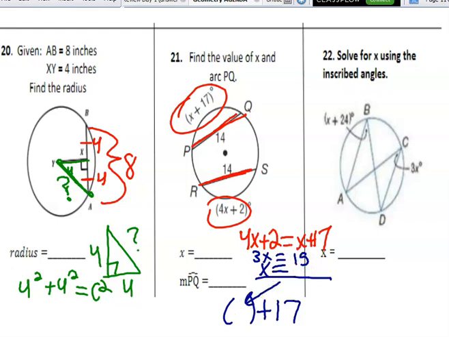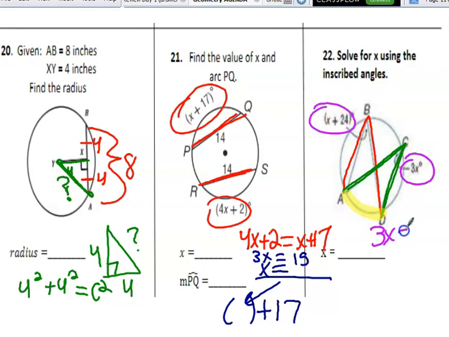Solve for x using the inscribed angle. So this angle and this angle have the same arc. They cut the same arc. Okay? Therefore, they equal each other. So 3x equals x plus 24. So subtract the x and divide.